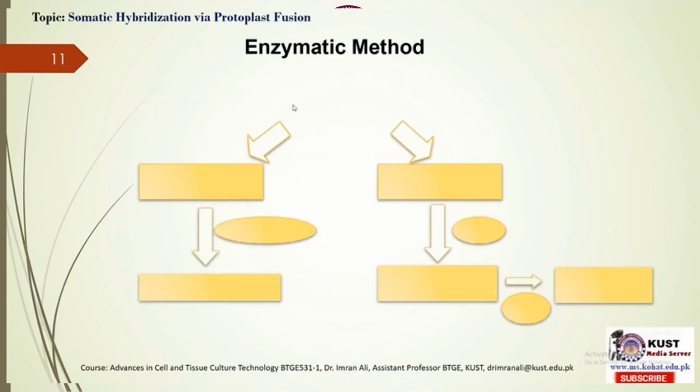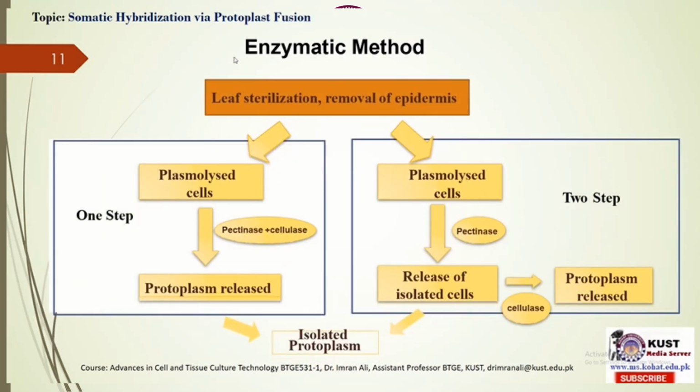We also have a more improved and efficient method of protoplast isolation, and that is the enzymatic method. In enzymatic, we start with the leaf sterilization or removal of epidermis. The cells are plasmolysed as it was done in the mechanical method, but in enzymatic method, basically, as we earlier said, the cell wall is basically composed of pectin and cellulose. So, in enzymatic method, we basically use enzymes pectinases and cellulases.